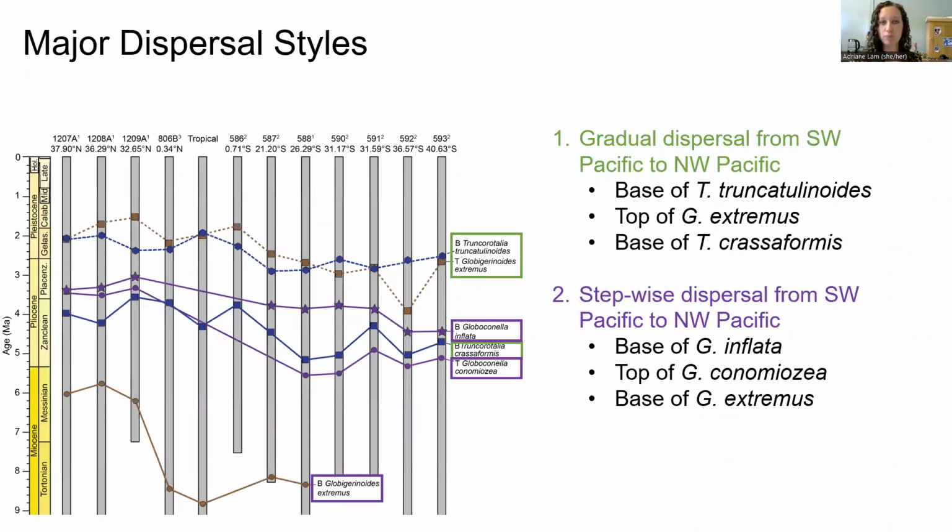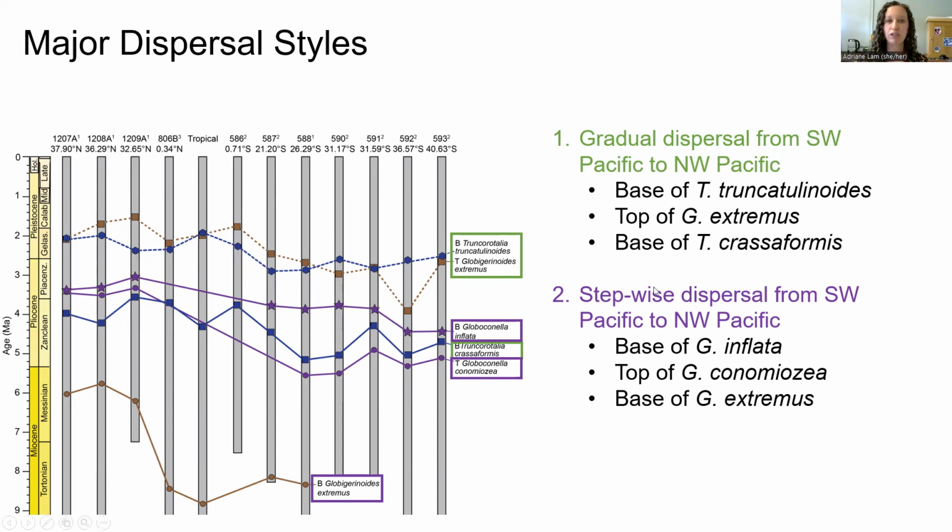So there's two major dispersal styles that we were able to denote or infer from this data set. The first, which is denoted by these green boxes around these species names here, is this gradual dispersal that happens from the Southwest Pacific into the Northwest Pacific. So we can see this with the base of Truncorotalia truncatulinoides. Here in the blue, it slowly or gradually does this dispersal. It's all being contained within the Pleistocene.